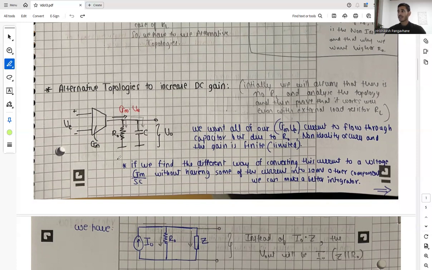If we find a different way of converting this current to a voltage without having some of the current going into some other component, basically what we are saying is that if we find a different way to convert this current to a voltage, without having some of that current going into some other resistive network, we can make a better integrator.